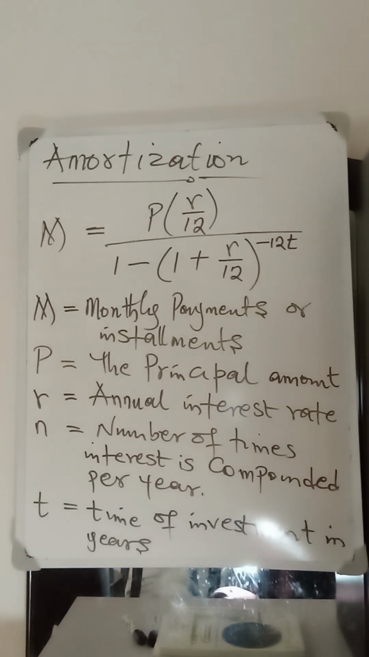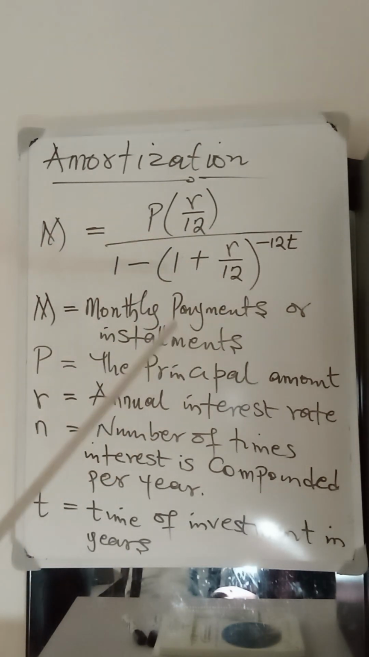So considering amortization, we have to start with the formula. We have to use the right formula. Ability to use the right formula is very important in the calculation involving mathematics of finance. So this is a very important formula to be considered. We say M is equal to P into R over 12, all of that divided by 1 minus 1 plus R over 12, all raised to power minus 12t.